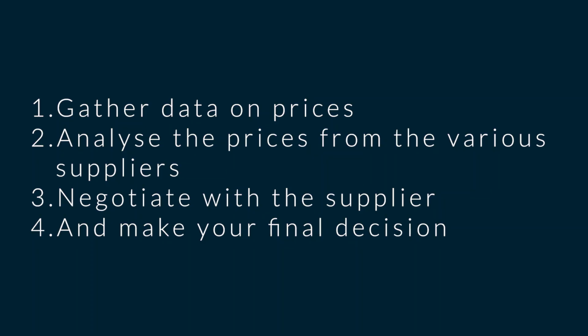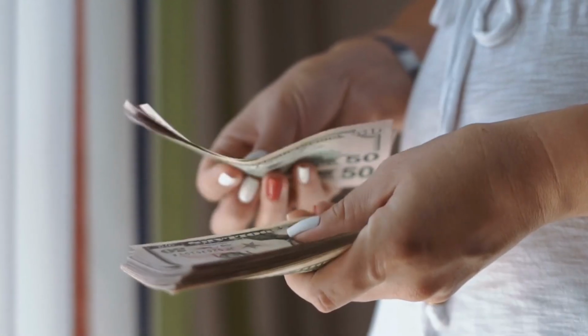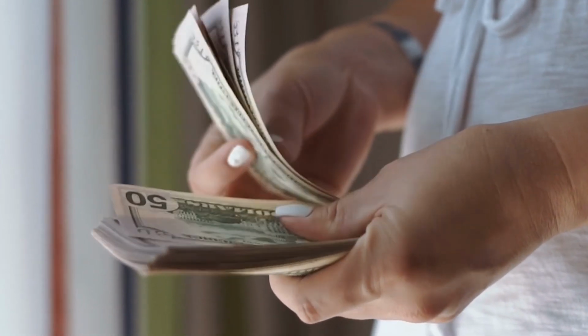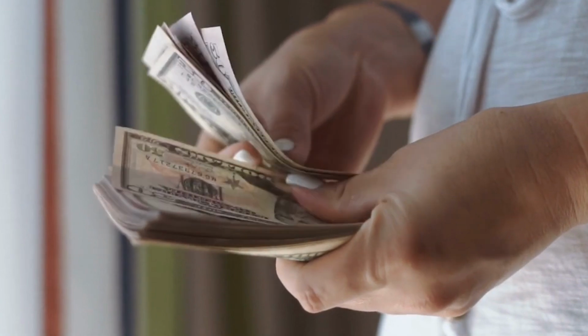And in this case, that procurement team will be involved in doing things like gathering data on prices and then analyzing the prices from the various suppliers, negotiating with the suppliers, and then making a final decision regarding which supplier to go with. The thing you have to remember with price is that in the long run, suppliers must cover all their costs, otherwise they will not make a profit and will go out of business.